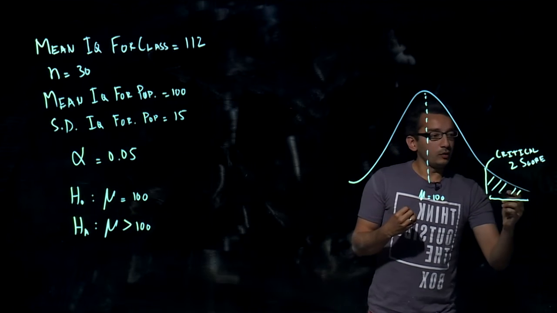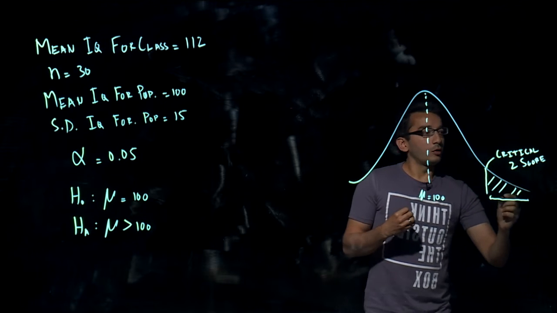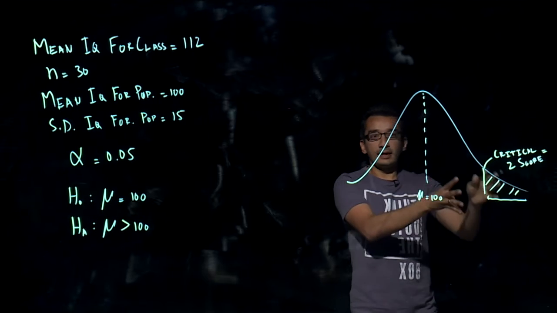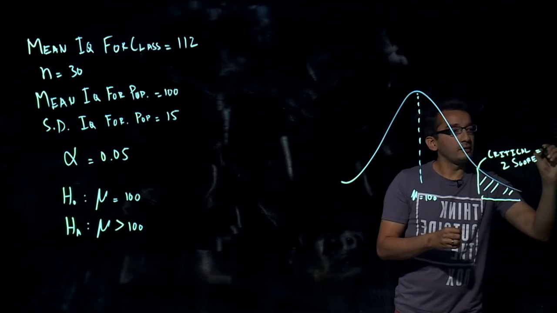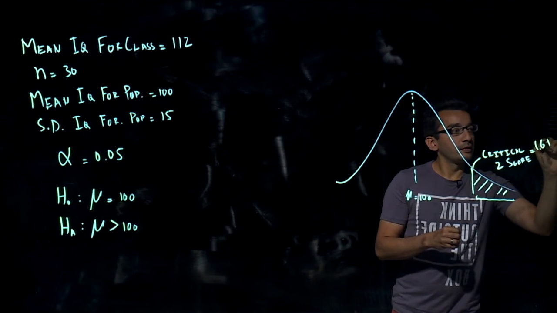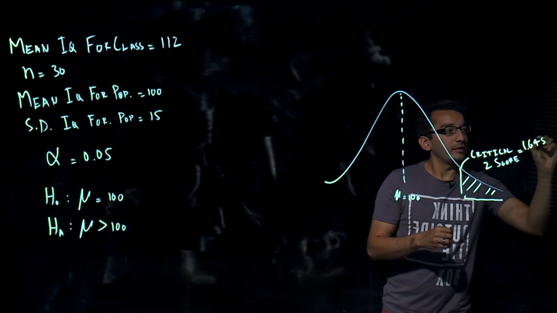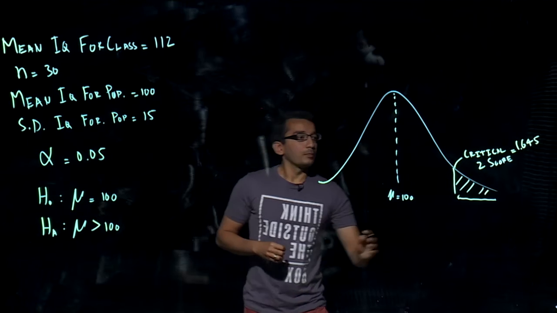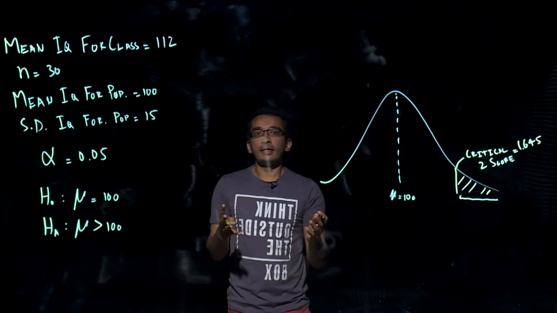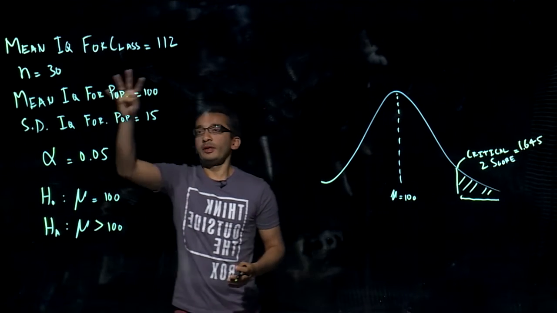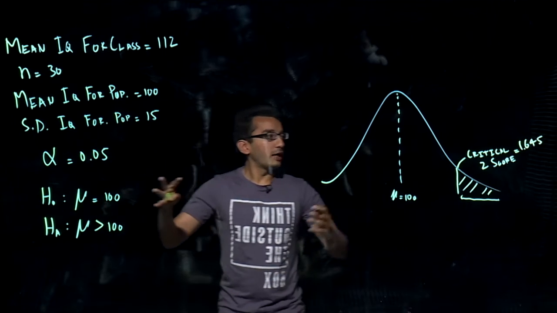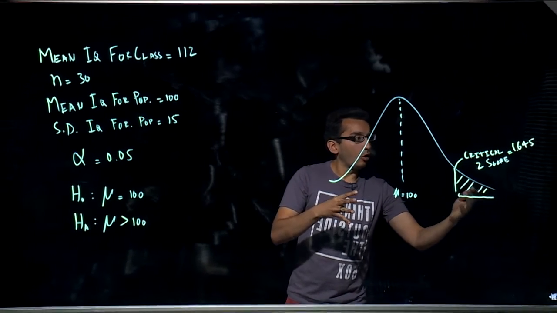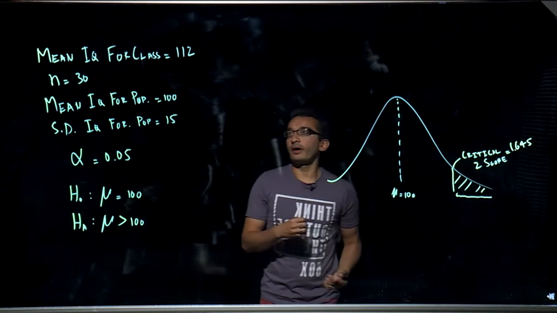But I'm going to tell you what the critical z-score for the 5% level of significance for this one-tailed test is, and that is equal to 1.645. So the next step is to actually calculate the z-score given this piece of information over here, so that we can figure out if that z-score falls within this area or if it is less than 1.645.